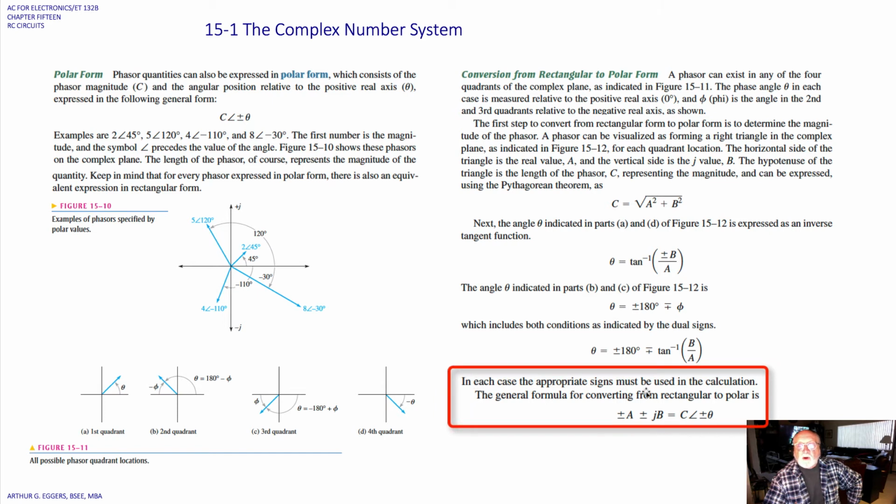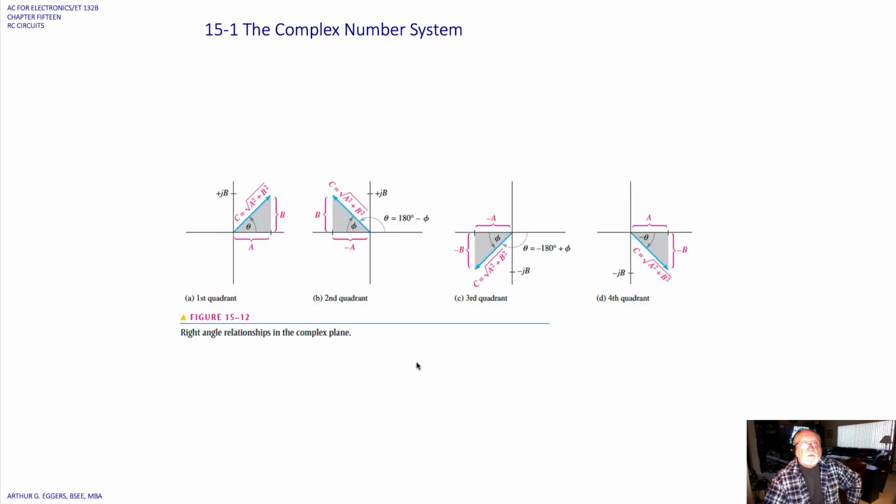In each case the appropriate signs must be used in the calculation. The general form for converting from rectangular to polar then is plus or minus A plus or minus jB is equal to C, the magnitude, at an angle of plus or minus theta. So in Figure 15.12 here, we can see what happens in each case: first quadrant, second quadrant, third, and fourth, and the relationship with the Pythagorean theorem and the right triangle that we are now developing in polar form.